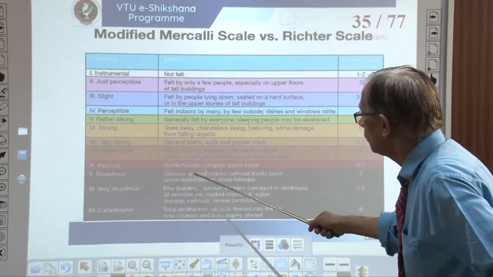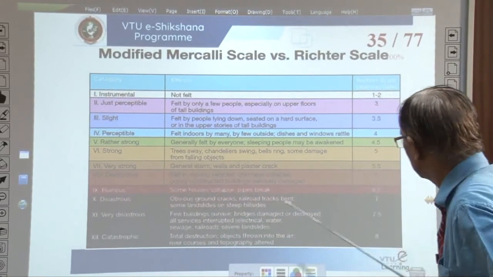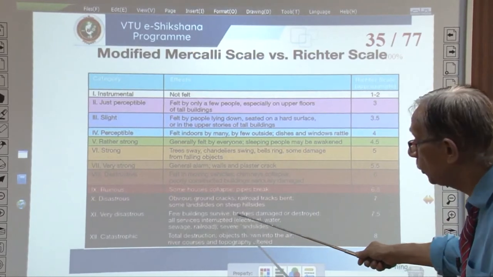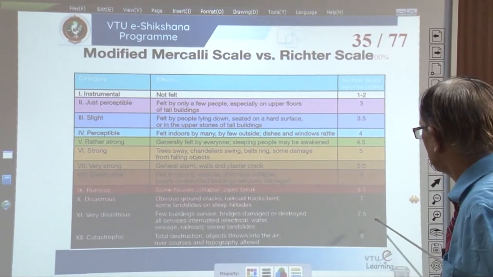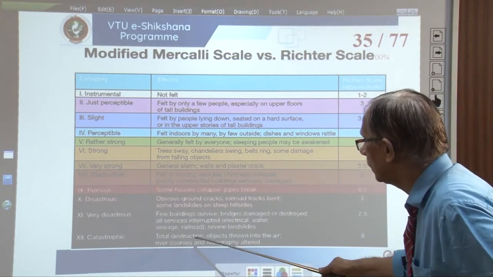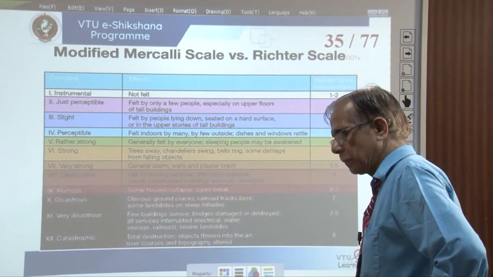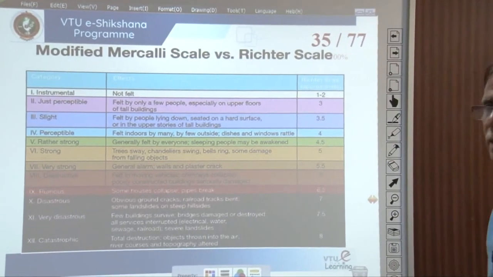6.5, obvious ground cracks, railroad tracks bent, that is disastrous. At 7, few buildings survive, only a few buildings survive, the majority fall, they get damaged. Intensity of 7.5, total destruction at 8, catastrophic earthquake. Now, this is a generalization.